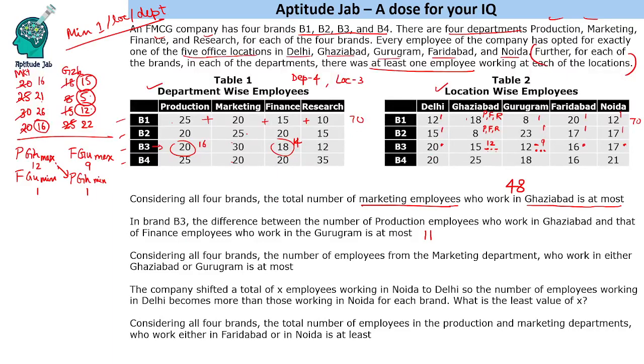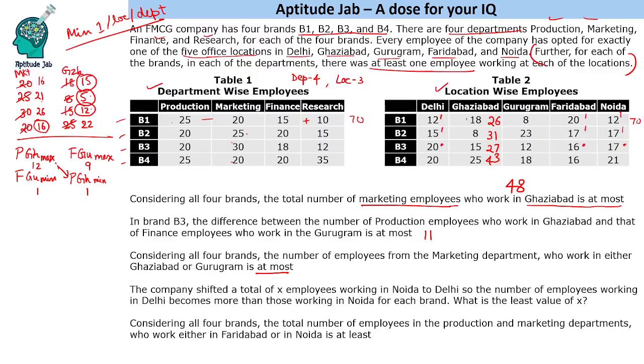Next question: considering all 4 brands, the number of employees from the marketing department who work in either Ghaziabad or Gurgaon is at most. Again we have to find the maximum. Marketing we have 20 employees, and we have to maximize in these two regions. For these two regions we have 26, 31, 27 and 43 employees. And marketing wise we have 20, 25, 30 and 20.